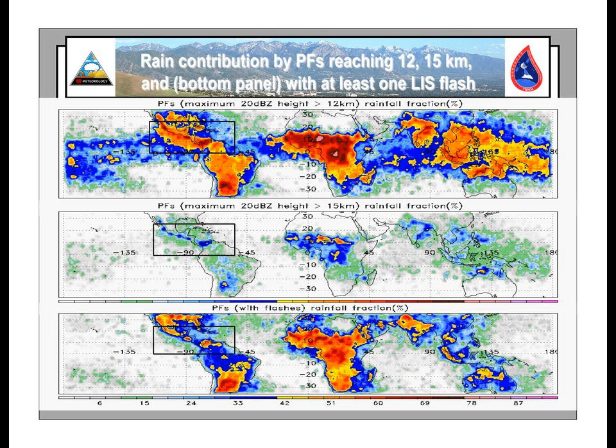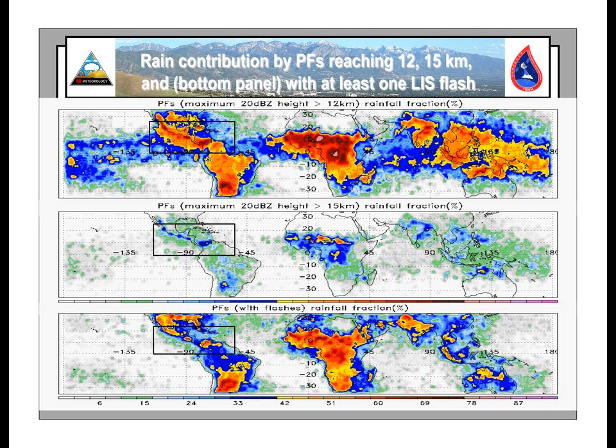Here's answering some similar questions, and like I say, I'll be zeroing in on the Intra-American Seas in a minute. We might want to ask, where is most of the rain coming from precip features that are reaching 12 or 15 kilometers? Well, on top, reaching 12 kilometers. Now, that's not particularly high in the tropics, but one of the things you'll notice, and you have to look at the bottom for the scale, the reds are 60, 70, 80% of the precip on land in Central America and land in Africa does come from systems that have a maximum height of 12 kilometers for the radar echo.